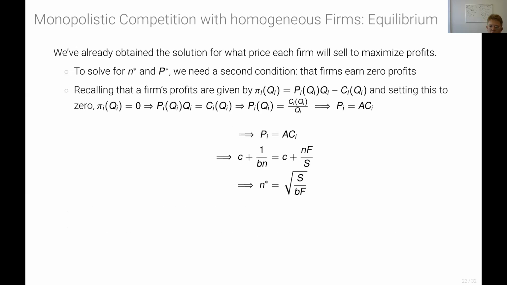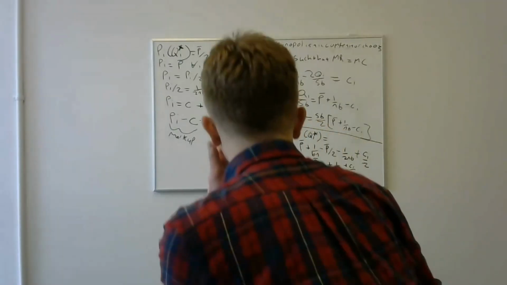Okay, so now let's think about what's going to define our equilibrium here. We've already obtained the solution for what price each firm is going to sell to maximize profits. That came from the rule where we set marginal revenue equal to marginal cost for this monopolistic competitor, and then figured out what optimal quantity it is going to produce. But now to solve for the number of firms and the equilibrium price, we need a second condition. And that second condition is that firms are going to earn 0 profits. Okay, so let's talk about what it means for a firm to earn 0 profits.